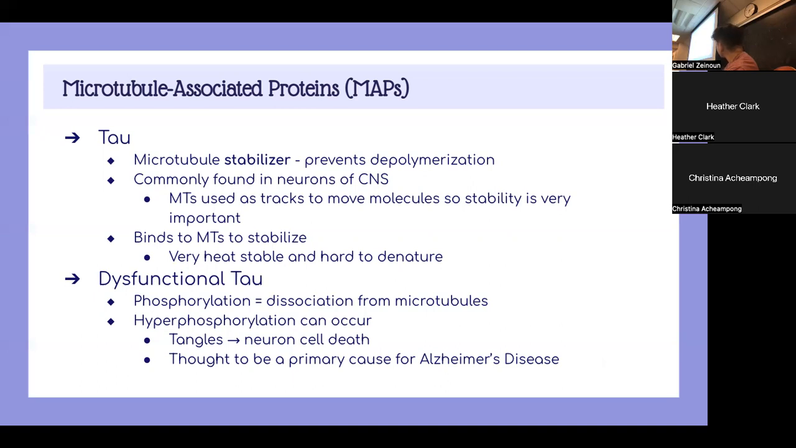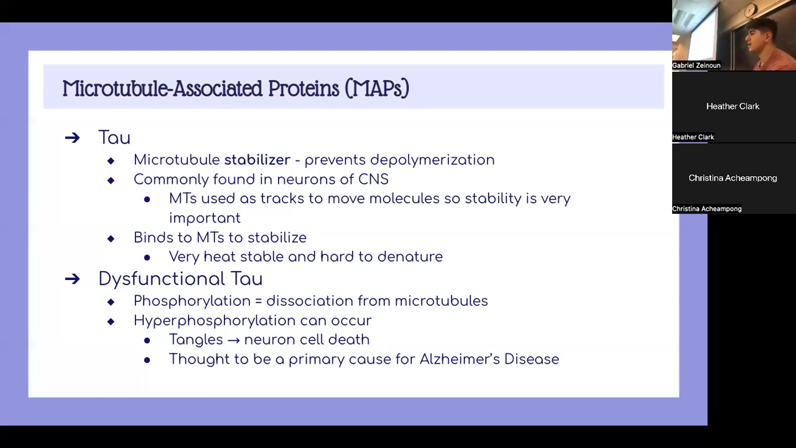The problem is when it's dysfunctional, it will cause disassociation from the microtubules. When it has this mutation, it ends up leading to the depolymerization of these microtubules that are supposed to stay stable for the cell to use. This can lead to tangles in neural cells, and it's thought to be the primary cause of Alzheimer's disease.